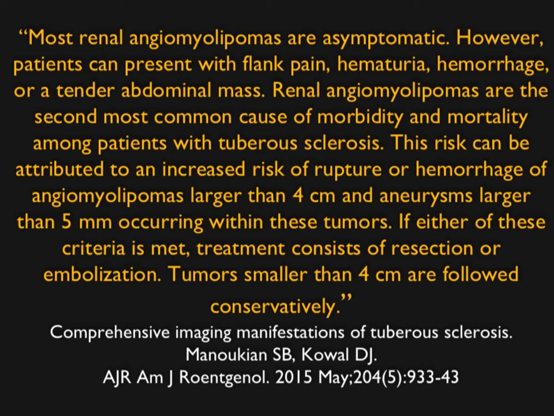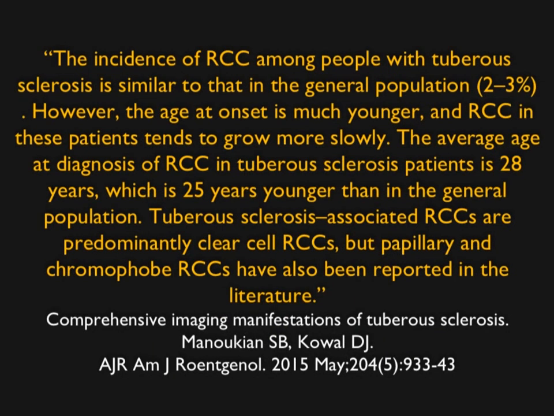The incidence of renal cell carcinoma among patients with tuberous sclerosis is similar to that of the general population. So again, it's really not going to be an issue. It's more of a theoretical problem. Tuberous sclerosis-associated renal cell carcinomas are predominantly clear cell, but papillary and chromophobe have been reported. So it's going to be uncommon for those patients to develop renal cell carcinoma.